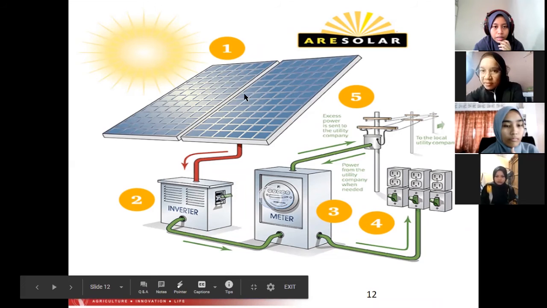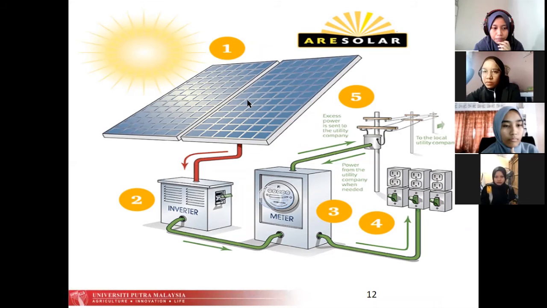Here, solar panels will convert energy from the sun into electricity, and it will flow into an inverter. The inverter will convert the electricity produced by the solar panels from direct current into alternating current, which is DC to AC. The alternating current is for use in home, school, or business place.